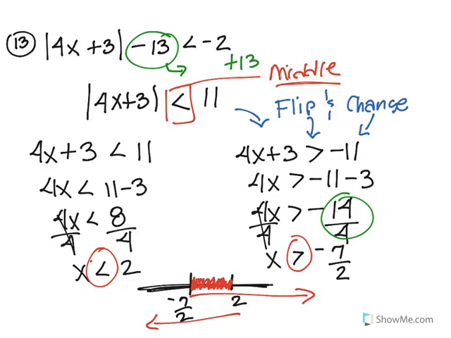So the symbol on both is going to be parentheses because there's no equal bars under your inequality sign. So your actual answer, I'm going to write it here, is negative 7 over 2, comma 2 in parentheses.